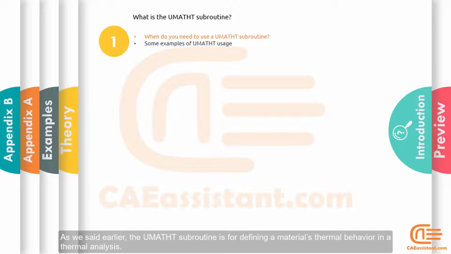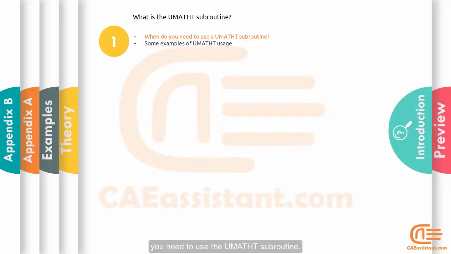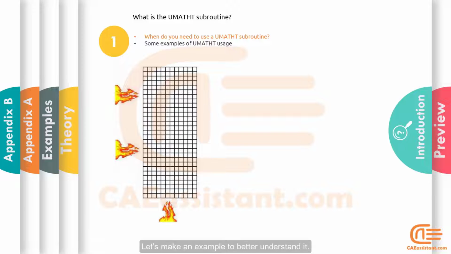As we said earlier, the UMATHT subroutine is for defining a material's thermal behavior in a thermal analysis. When you have a thermal analysis and want to define the material's behavior and properties which the Abaqus CAE cannot support, you need to use the UMATHT subroutine. It is like UMAT, but the UMAT is for defining the material's mechanical behavior. Let's make an example to better understand it.